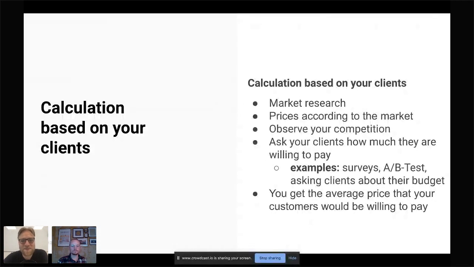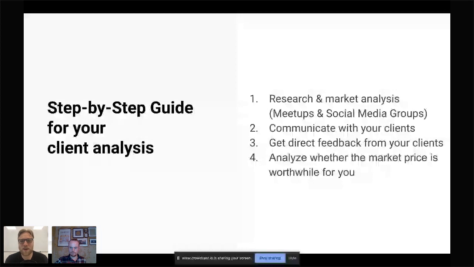So maybe this can help you, or creating something like an ongoing survey: are they happy with the price? And afterwards you're learning about what's realistic in your market segment. So the step for you would be research, market analysis. This you can do in different social media groups, meetups, and I think Uplink can help with this as well. Communicate with your clients, ask them, and get direct feedback from your clients.